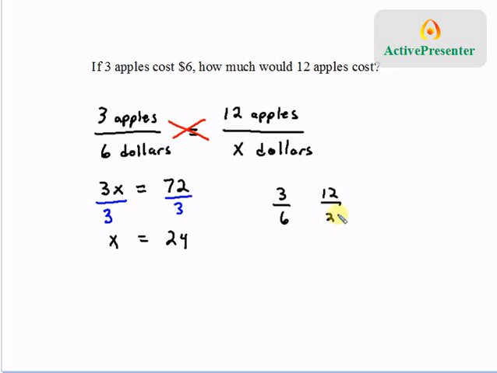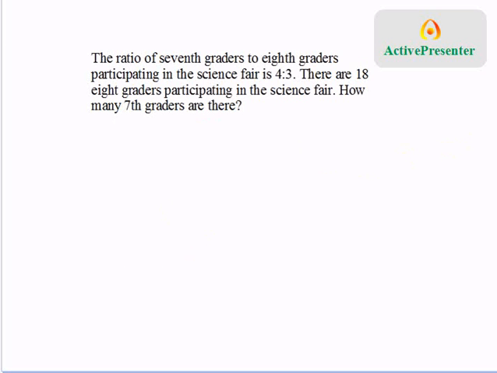And we'll take a quick look at this since it's a convenient number. 3 times 4 is equal to 12, and 6 times 4 is equal to 24. So we know that we have the right solution. Let's take a look at another problem then.